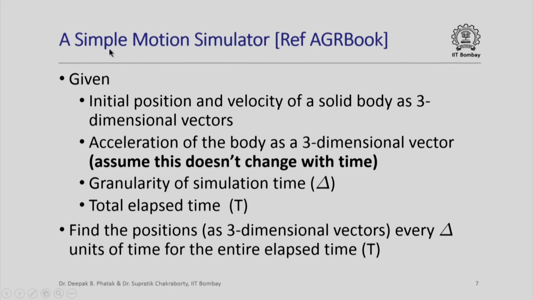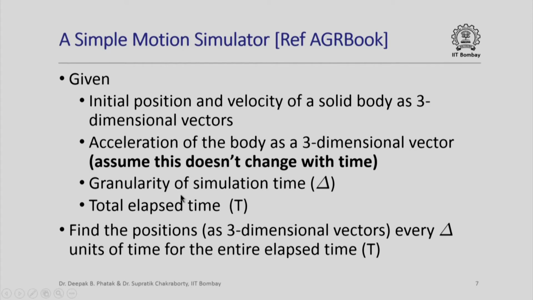So here is an outline of the simple problem. It is a motion simulator, and this is inspired by some of the examples and discussions in AGR book. So in this simple motion simulator, we are going to be given the initial position and velocity of a solid body as 3-dimensional vectors. Both the position and the velocity will be 3-dimensional vectors. We are also going to be given the acceleration of the body as a 3-dimensional vector, and we will assume for the purpose of simplicity that this acceleration does not change with time.